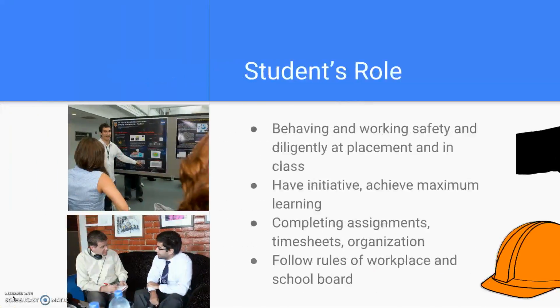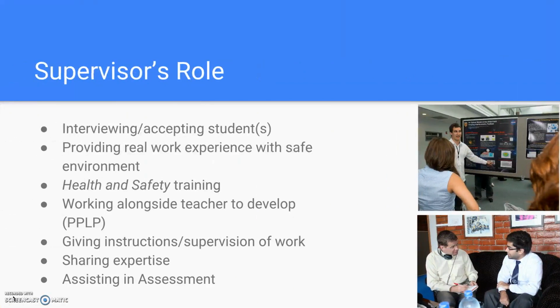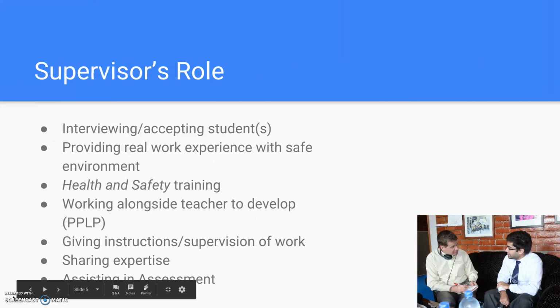Next up, I would like to move on to the supervisor's role. The supervisor's role is to interview and decide on if they want to accept the student or students. And if they decide to accept, what they have to do is provide real work experience in the category or field that the students are in, and also give them a safe environment to work in without health or safety hazards. And that's why they have to go through safety training.